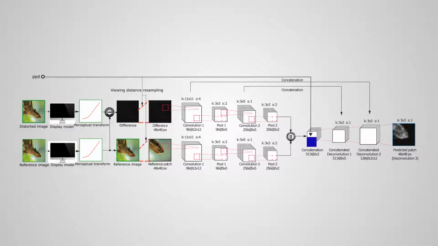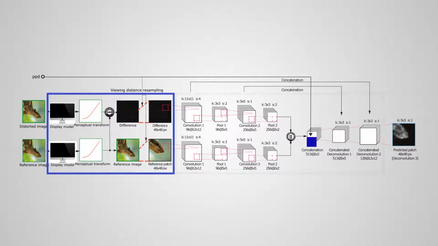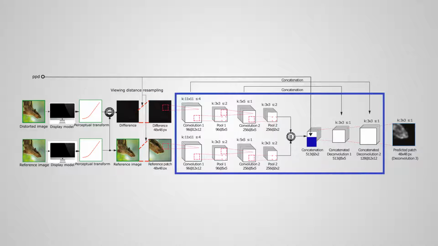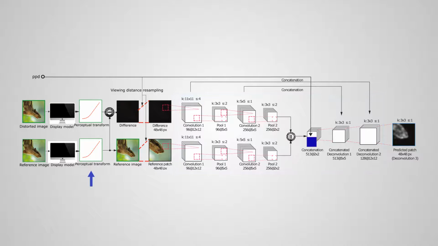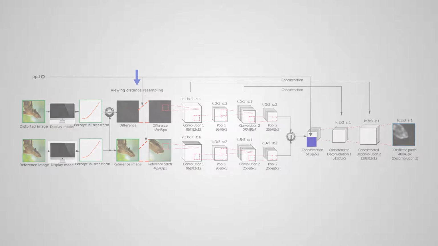Firstly, we designed a hybrid architecture in which well-understood visual phenomena are accounted for with white box models, while the hard-to-model parts of visual processing are modeled using a black box CNN. We use a perceptually uniform transfer function to account for luminance masking, and resampling to account for the viewing distance.